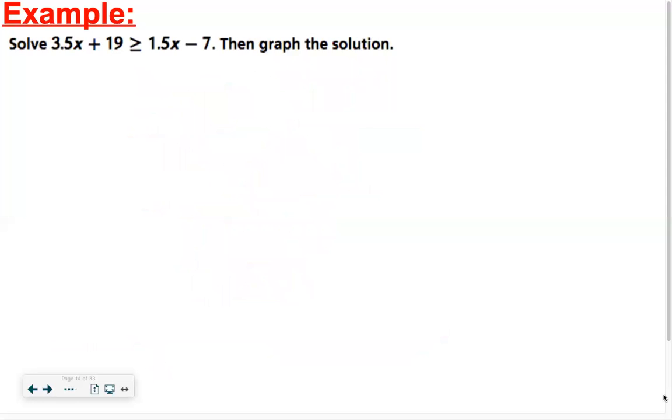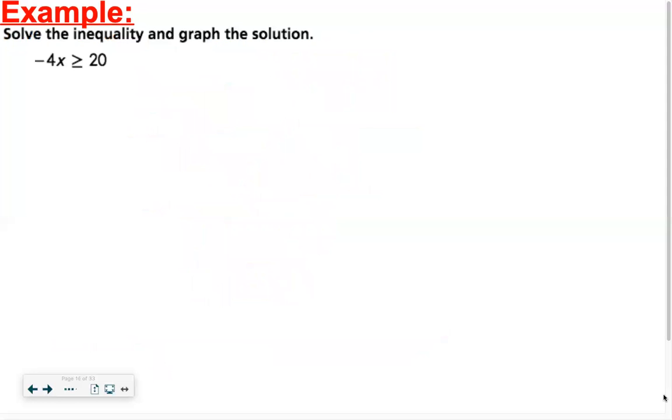Next one. −4x ≥ 20. The first thing we need to do is, before solving this question, I would like to go over something with you.